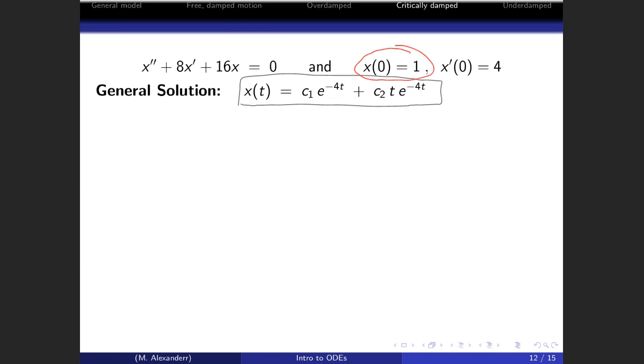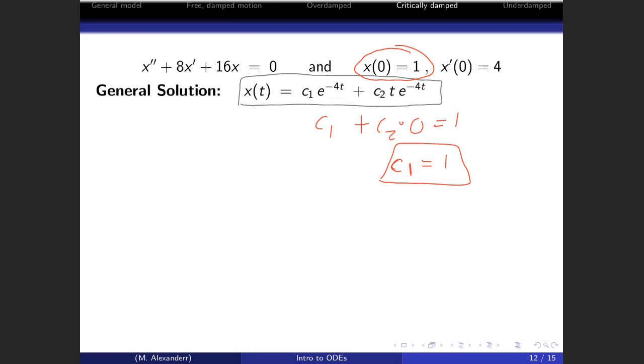The first initial condition tells us that if we plug in 0 into this formula, then the output would be equal to 1. So we're going to plug 0 into the x formula. If you do that, then you get C2 times 0 is equal to 1, which means that C1 is equal to the number 1.